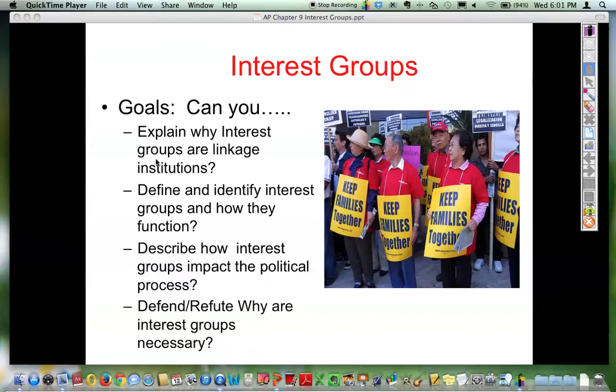Hello, we're going to briefly go over Chapter 11, Interest Groups for AP Government. If you have your PowerPoint, you can go ahead and get that out, and a highlighter and/or a pen to make any notes as we go through this.